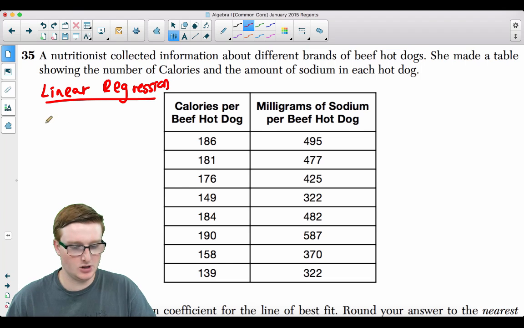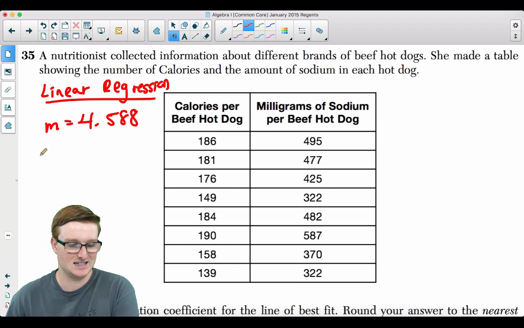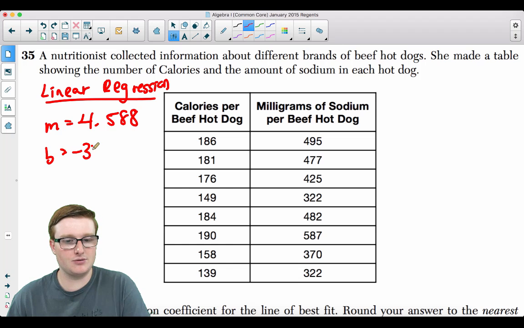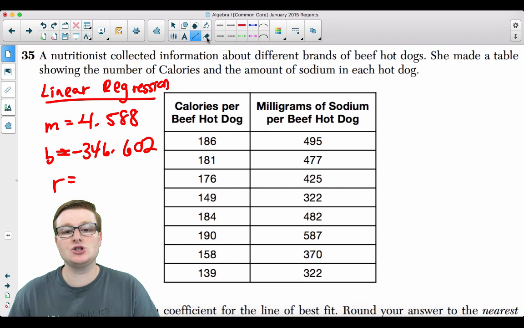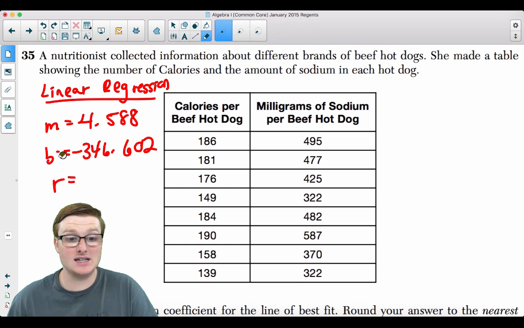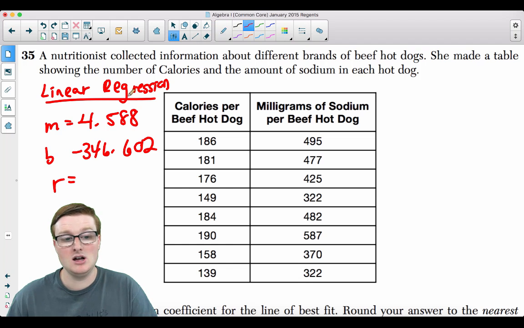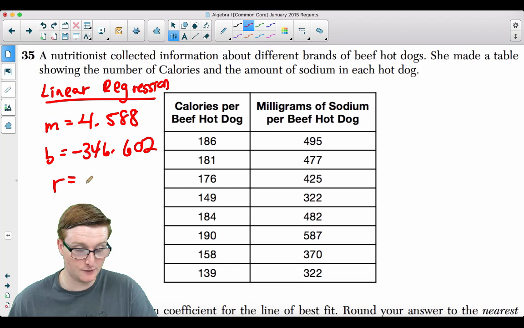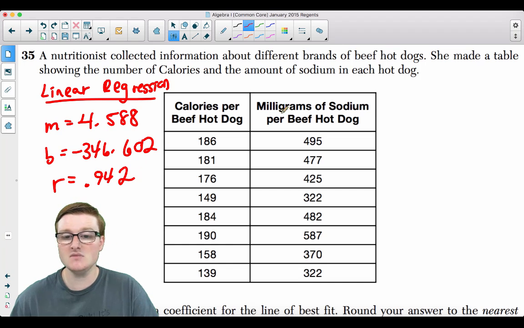All right. So that's M is equal to 4.588. B is equal to negative 346.602. Now, it's perfectly okay if you round to 3 significant places after the decimal. That's perfectly fine. I think that 3 is enough because they're asking for hundredths. So we just need to round to the 3 decimal places.